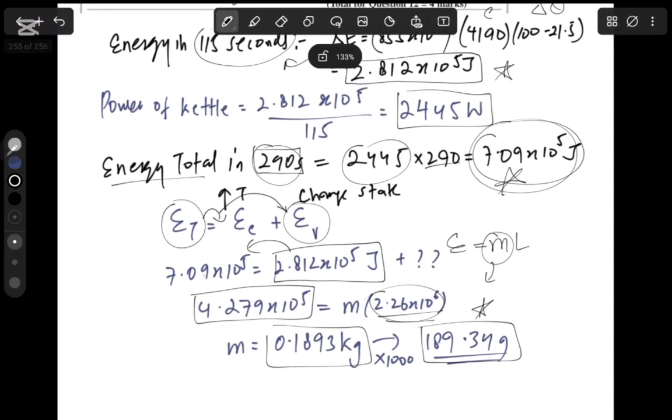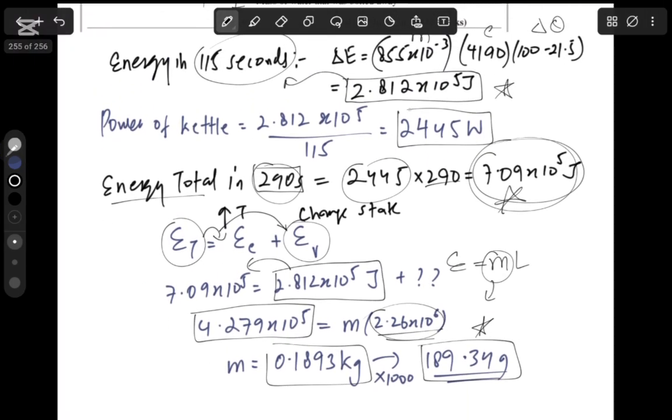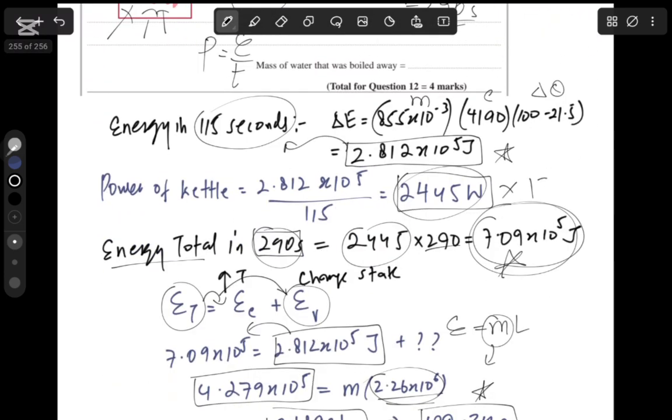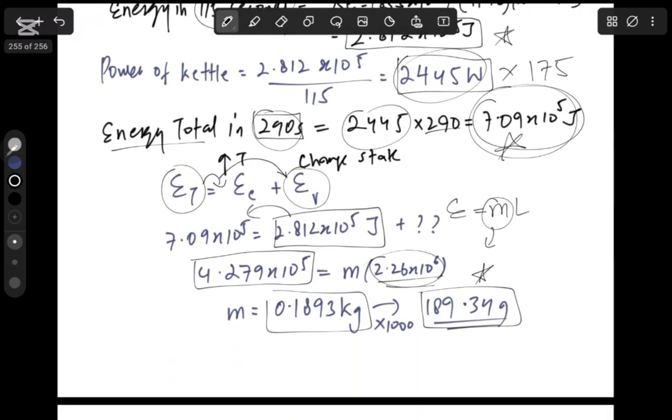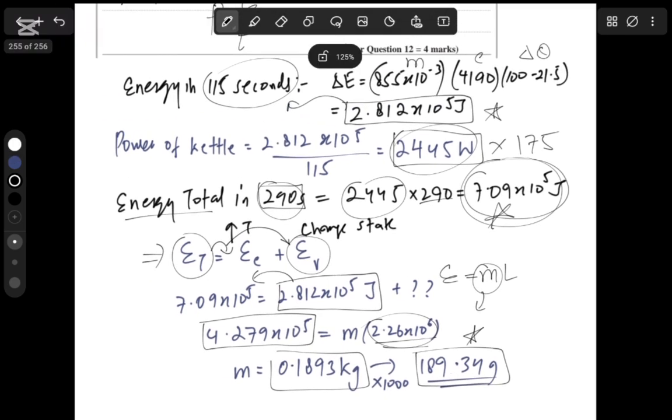Okay, you can actually skip some of these steps. You can just multiply this by 175 as well and just do it straight up. But I just wanted to show you this part specifically, that our energy is split into two things. One, increasing temperature, and the second one is changing state. Okay, so this is the entire working for 4 marks.